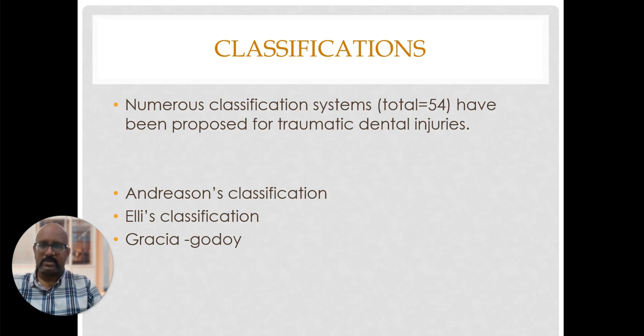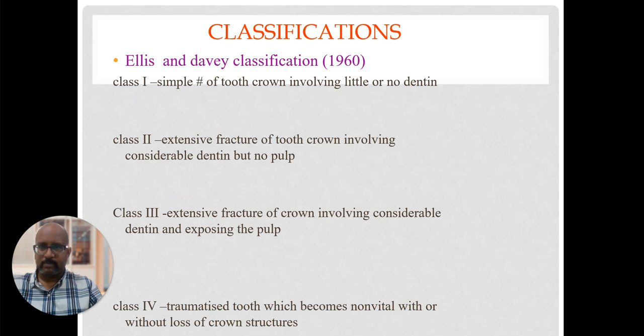Now you can see the classifications of traumatic dental injuries. Most commonly we use Andreasen's classification, Ellis classification, and Garcia-Godoy classification. Ellis classification is a simple one. Class 1 is a fracture involving little or no dentin, an enamel fracture. Class 2 is an extensive fracture of the tooth involving considerable dentin without involving the pulp. Class 3 is an extensive fracture involving the pulp. Class 4 is a non-vital tooth.